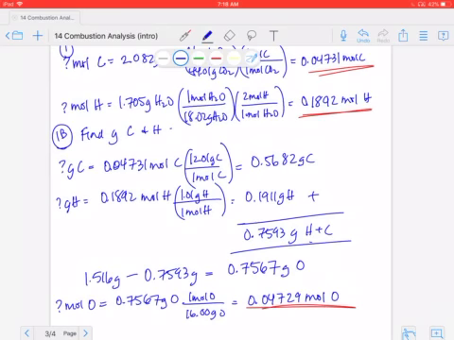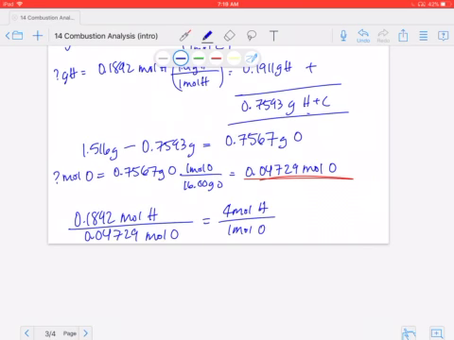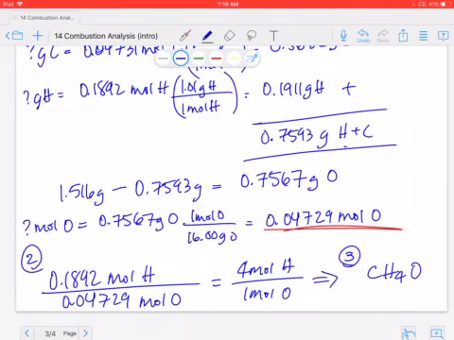So we're going to take that 0.1892, this is moles of hydrogen, over 0.04729 moles of oxygen. So this is 4 moles of hydrogen for every 1 mole of oxygen. So this is step 2. Step 3 is just to write out our formula. So our formula is going to be carbon, hydrogen, and oxygen. Carbon and oxygen are in a 1-to-1 ratio, and then our hydrogen is a 4-to-1 ratio for each of those together.